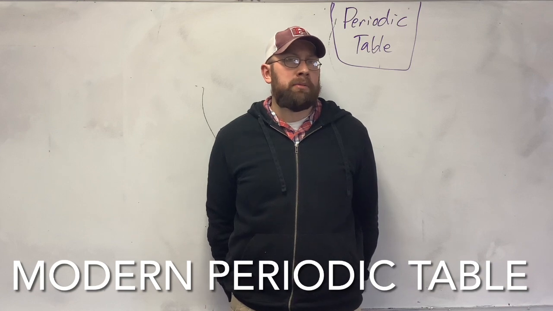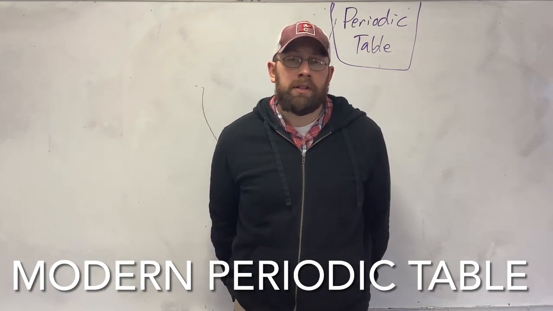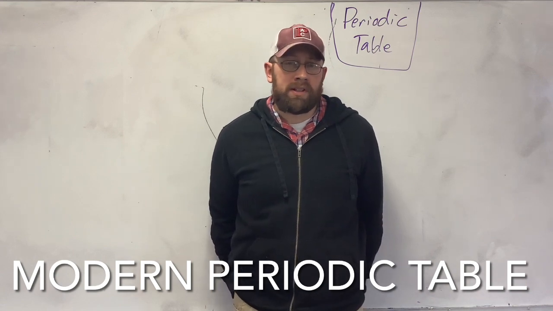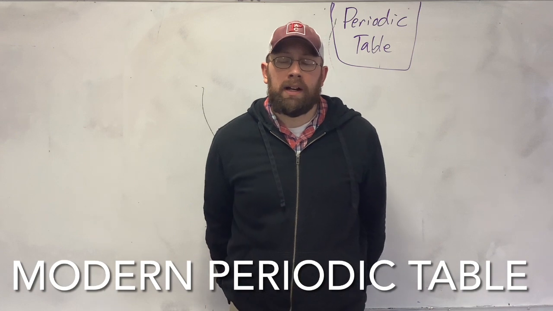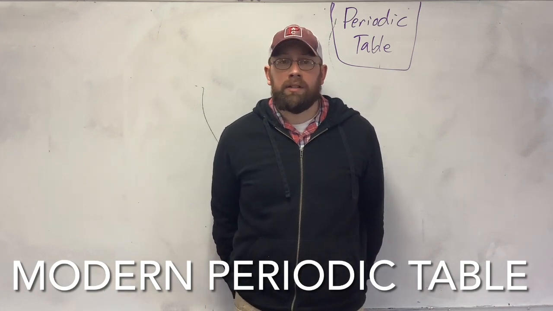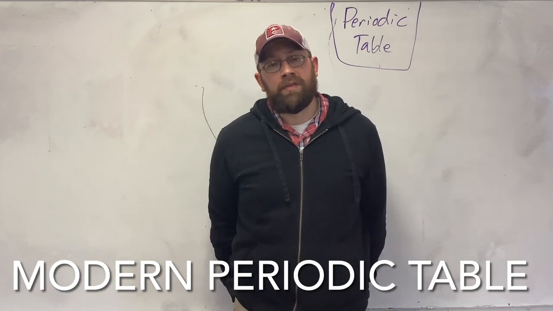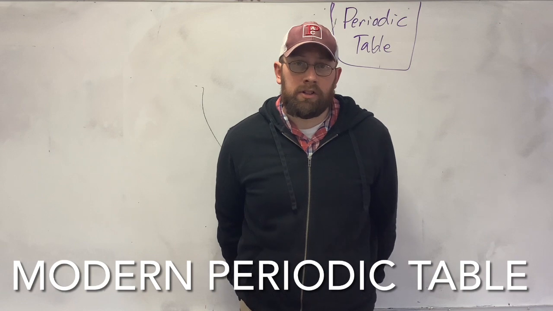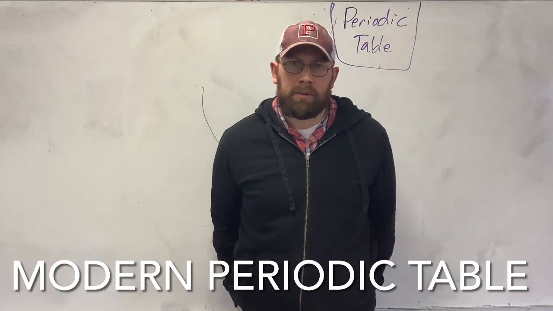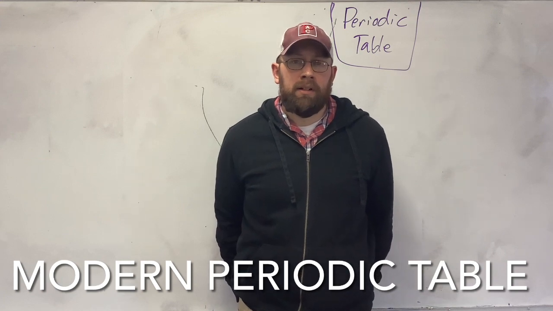The periodic table is arranged by periods and groups. The periods go left to right on the table, or horizontally, and they're arranged by the shells and the valence electrons. The groups, or families, go up and down, and they're arranged by chemical and physical properties. The whole thing is arranged by the atomic number.